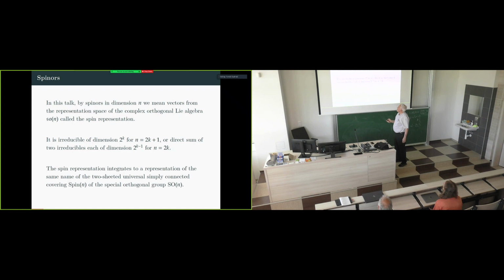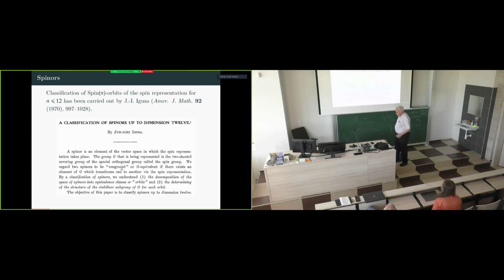I take an irreducible component, and I call this the spin representation. This representation integrates to a representation of the group, which is the two-sheet universal simply connected covering of SO(n), and this group has the name Spin(n). Classification of spinors up to Spin(n).